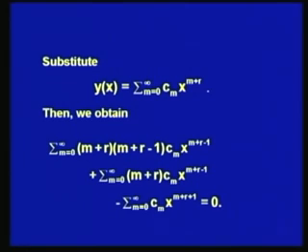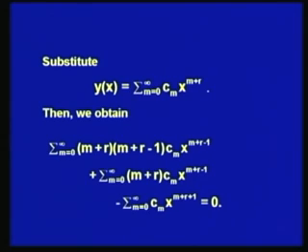We substitute this expression for y(x) in the given differential equation to obtain sigma m equal to 0 to infinity (m plus r minus 1)(m plus r) Cm x to the power m plus r minus 1, plus sigma m equal to 0 to infinity (m plus r) Cm x to the power m plus r minus 1, minus sigma m equal to 0 to infinity Cm x to the power m plus r plus 1, equal to 0. And again we will put the coefficient of the lowest power of x to 0.